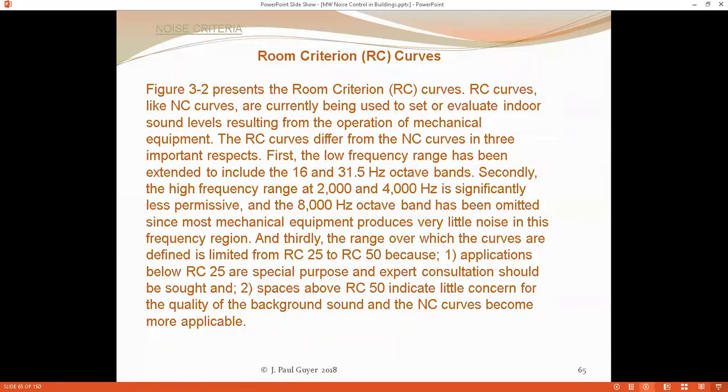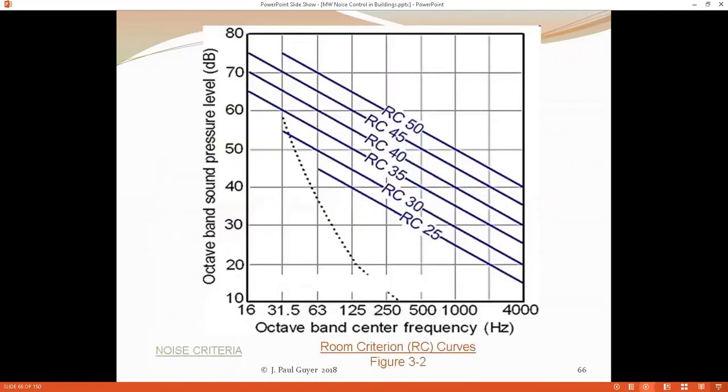Now, the room criteria, we're not going to spend time on because, generally speaking, in day-to-day building design, it's not something that you would probably be using. The RC or room criterion curves look like what you see here.